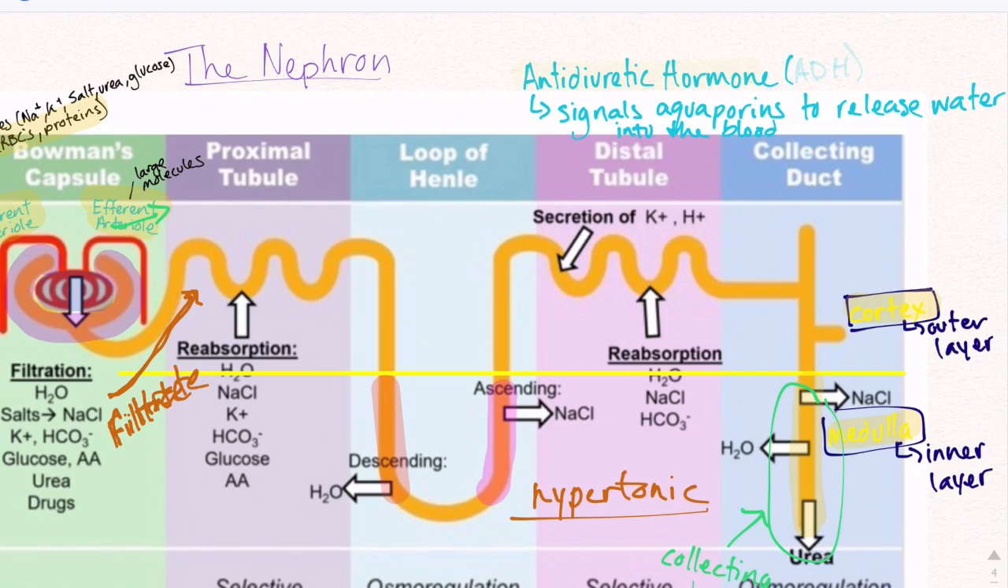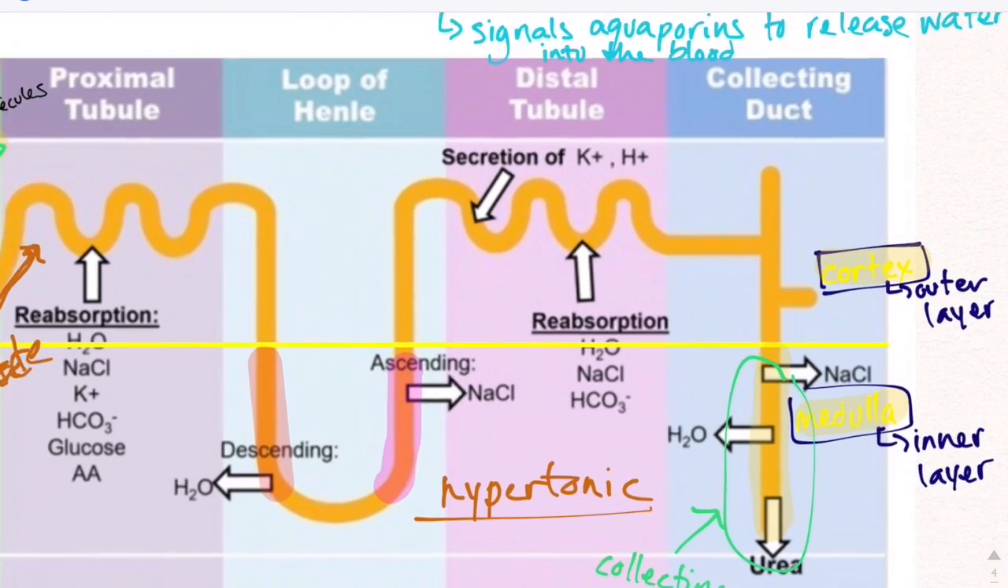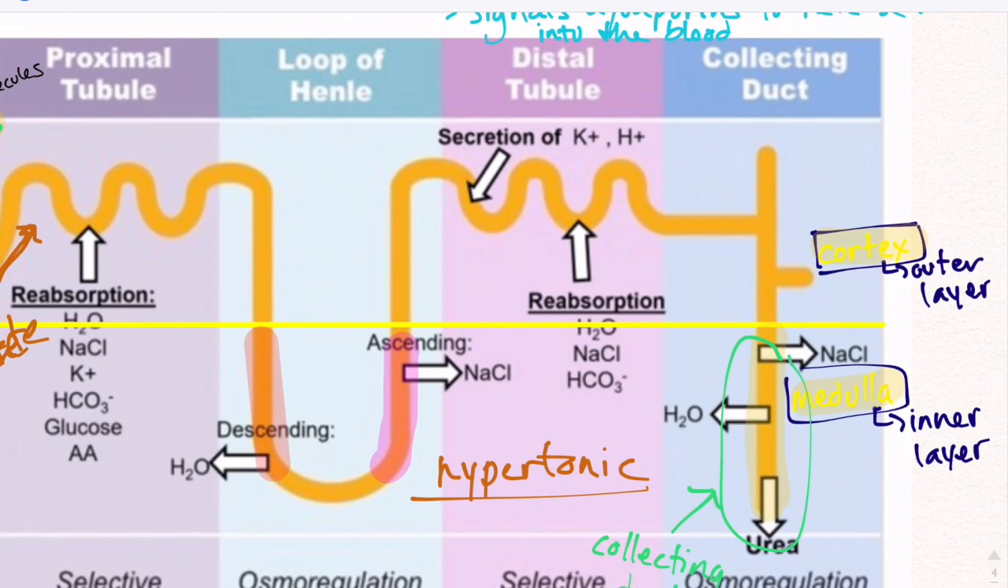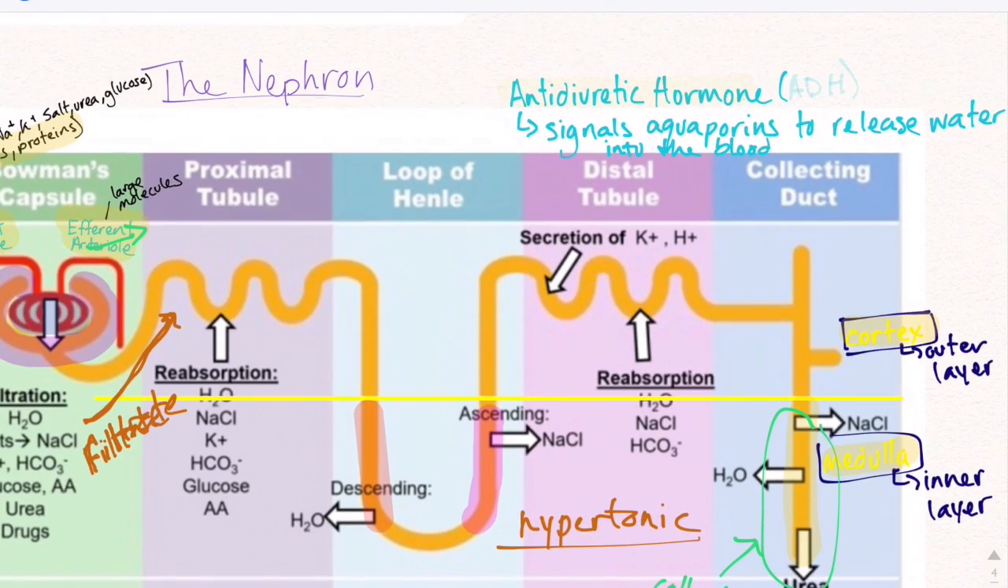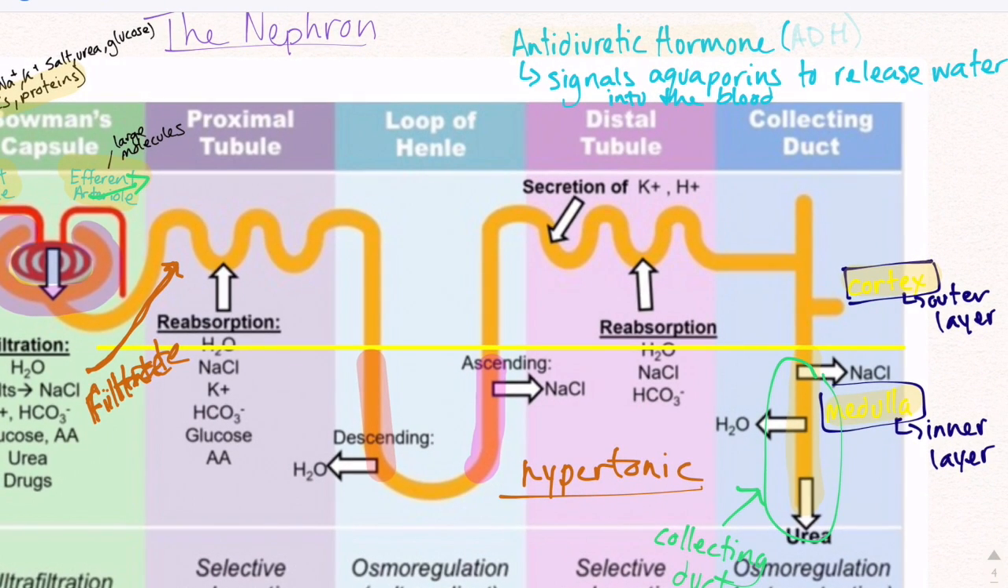The next step is another selective reabsorption, which occurs at the distal tubule or the distal convoluted tubule. Additional ions and water are secreted into the blood. So any molecules that the blood still needs that were not reabsorbed in the first selective reabsorption are now absorbed into the bloodstream. The final stage of this whole process in the nephron is another form of osmoregulation, and this occurs at the collecting duct.